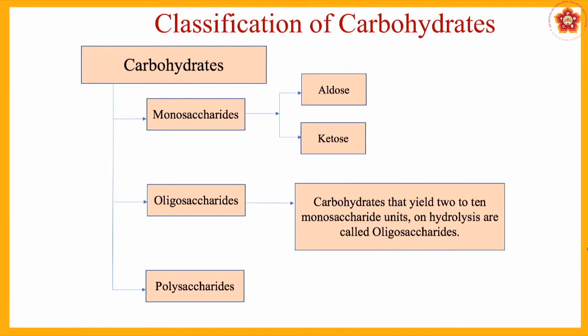Oligosaccharides are those that yield 2 to 10 monosaccharide units on hydrolysis. Polysaccharides have more than 10 units. So now we will study the classification of carbohydrates in detail.